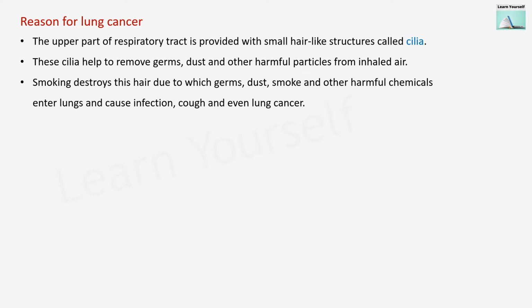Now lungs are a very important part of the respiration process, and also the reason for lung cancer. So let us learn the reason for lung cancer. The upper part of the respiratory tract is provided with small hair-like structures called cilia. If these are the lungs, then on top of the surface of the lung, the cilia-like structures will be there. These cilia help to remove the germs, dust and other harmful particles which we are inhaling along with the air.